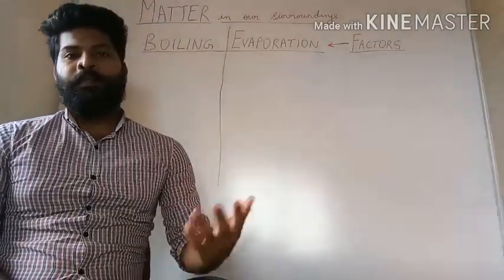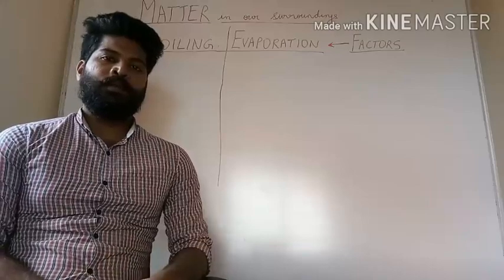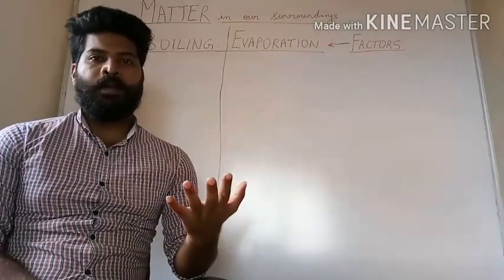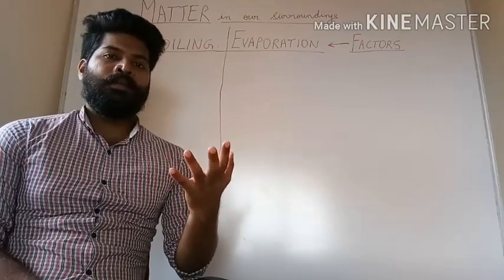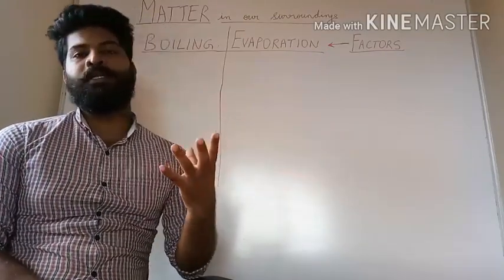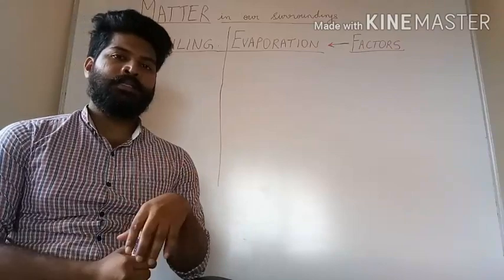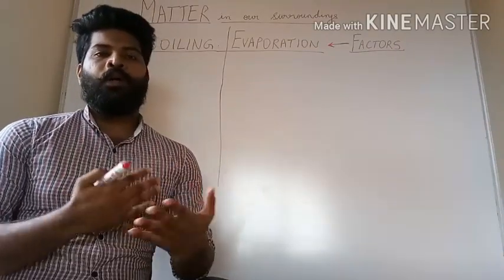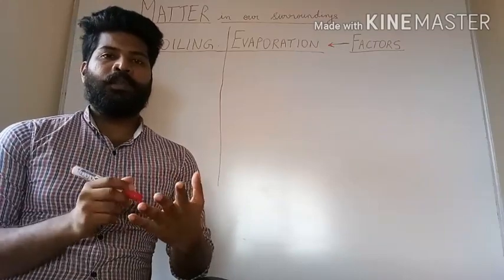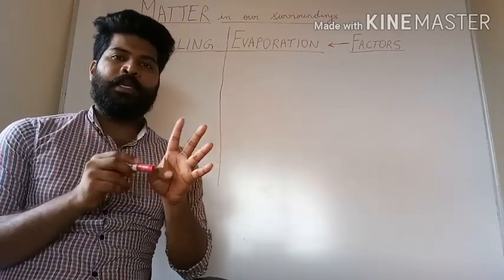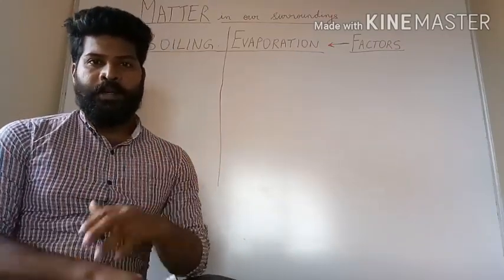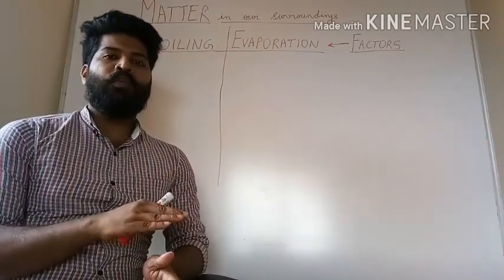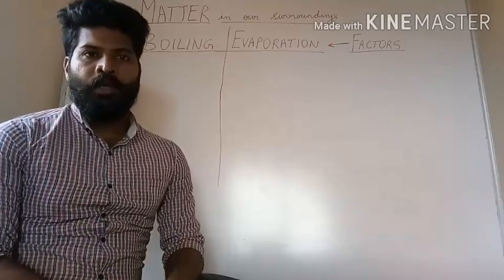So in the previous sessions we have discussed what matter is, what the different states of matter are, why some matter is solid, and why some others are liquid and gas. We also went on to discuss the interconversion of matter, and we saw that change in pressure and change in temperature can help in converting one form of matter into another form of matter.